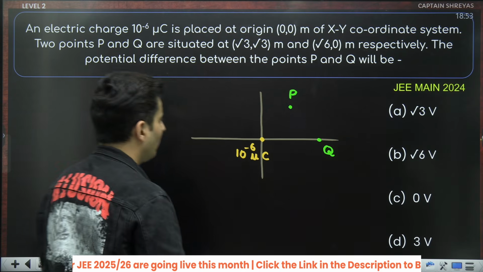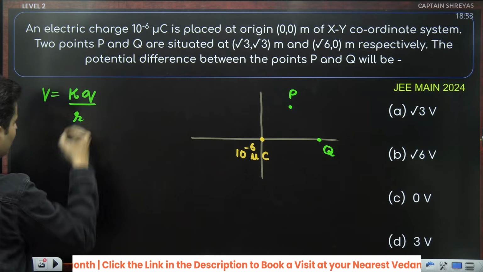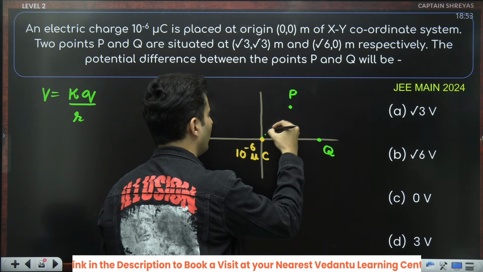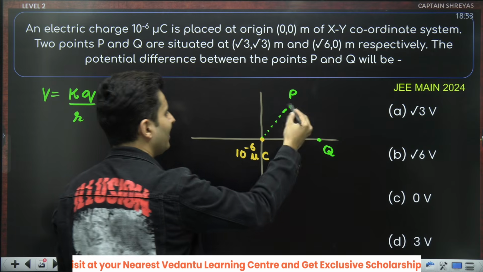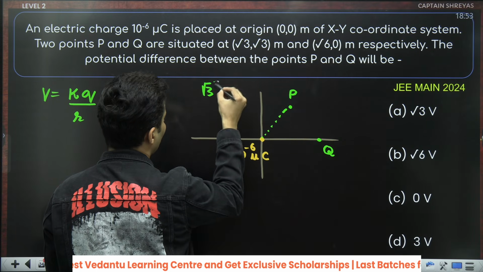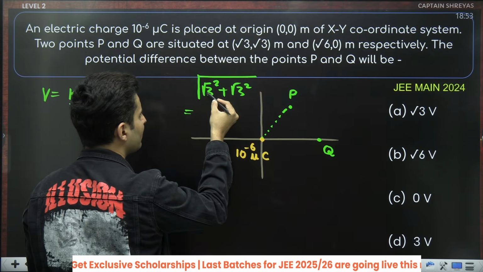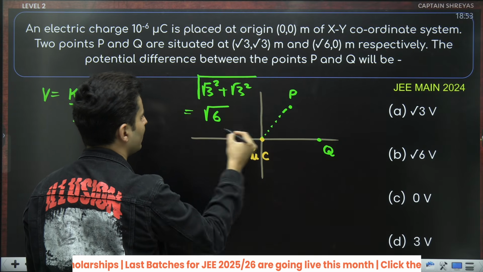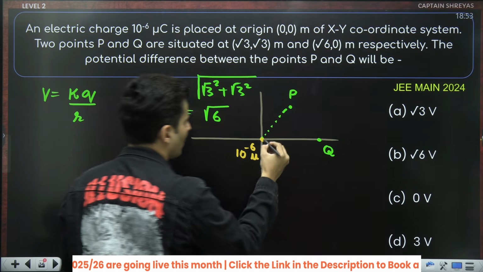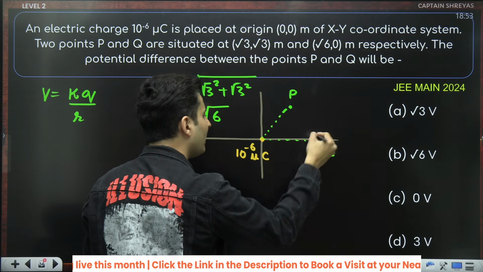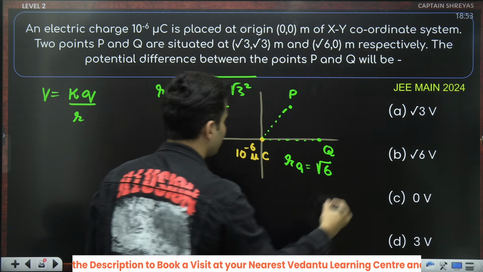So what is the formula for potential in general? It is K into Q divided by the distance. So what is the distance of this point from the charge? Well, use the distance formula. It will be root of root 3 square plus root 3 square. Root 3 square is 3 plus 3, which is basically root 6. So root 6 is the distance of point P from the charge. What is this distance? Well, it is already on the x-axis having a coordinate of root 6. So RQ is root 6.